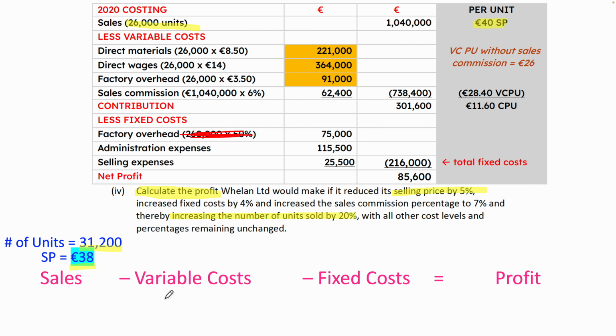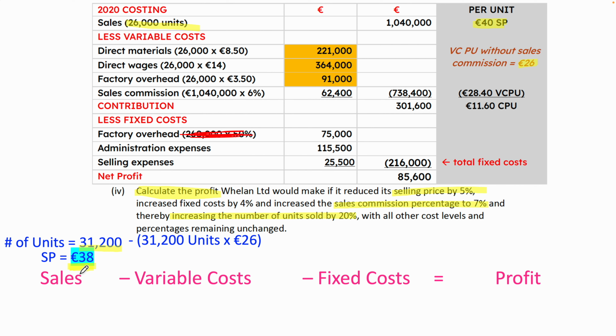Then we're going to work out the variable costs. So we know that the new amount of units to be sold is 31,200. But what's the crack with the variable cost? Okay, so look, the selling price has changed, so we'll have to use the €26, but then we'll have to add the new commission. They increased the sales commission percentage to 7%, so it's going to be 7% of €38, which is the new selling price.